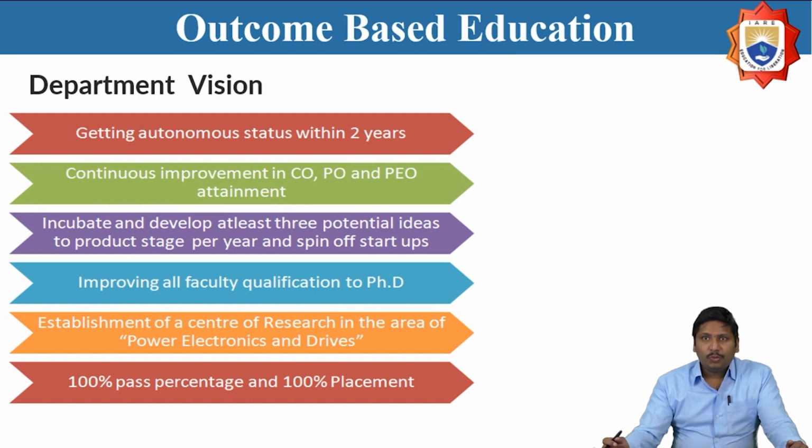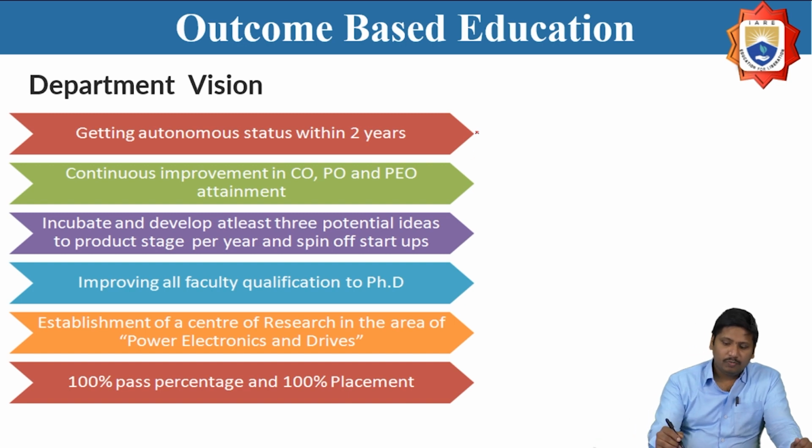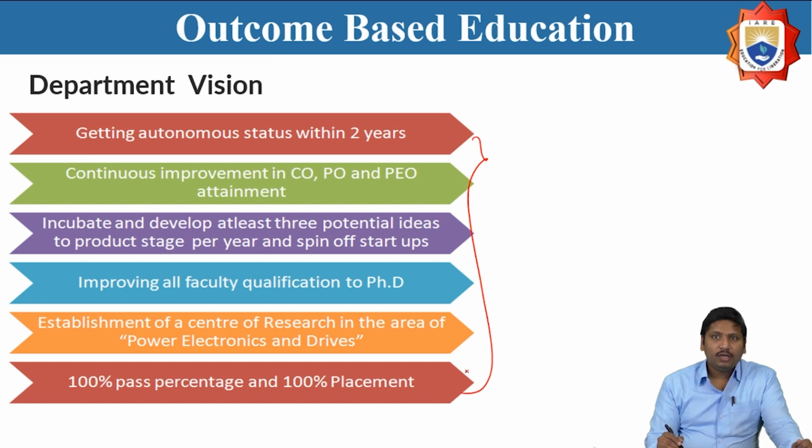So next, first we have to identify the department vision. Getting autonomous status within 2 years, continuous improvement in COs and POs attainment, incubating, evaluating and developing at least 3 potential ideas to produce per year and spin off startups, improving all the faculty qualification to PhD, establishment of a center of research in the area of power electronics and drives, and 100% placement.